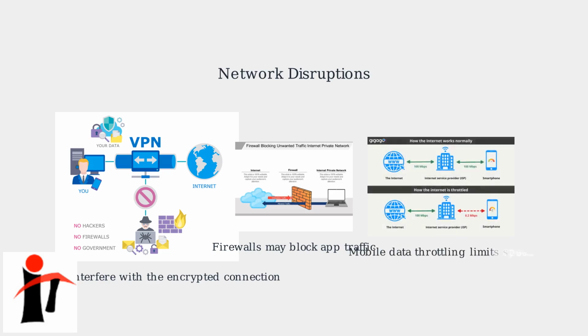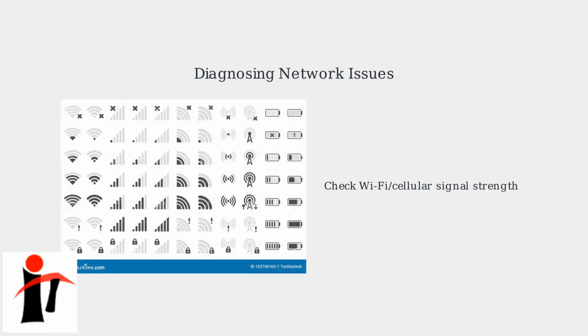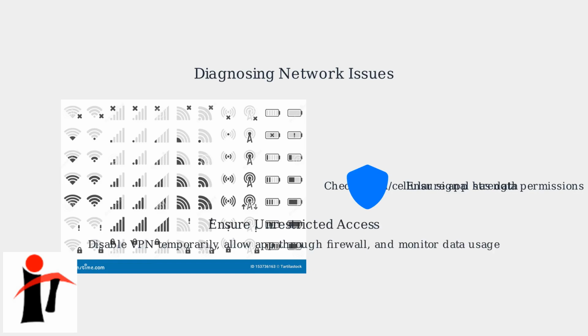Mobile carriers may throttle your data speeds during high usage periods, causing the app to lose its reliable link to Tesla's systems. To diagnose issues, first check your phone's signal strength and connection type using the status icons. Make sure the Tesla app has unrestricted data access and background permissions in your phone's settings. For stable connections, temporarily disable VPN when using the app, ensure it's allowed through any firewalls, and monitor your data plan to avoid throttling.